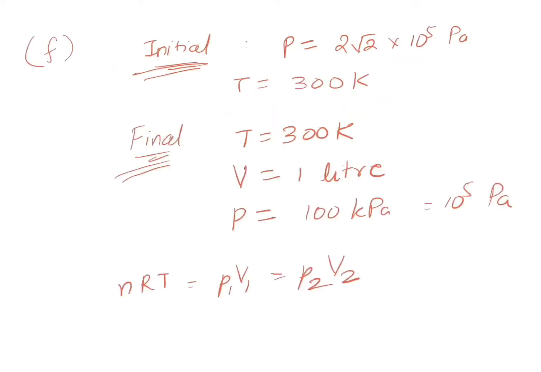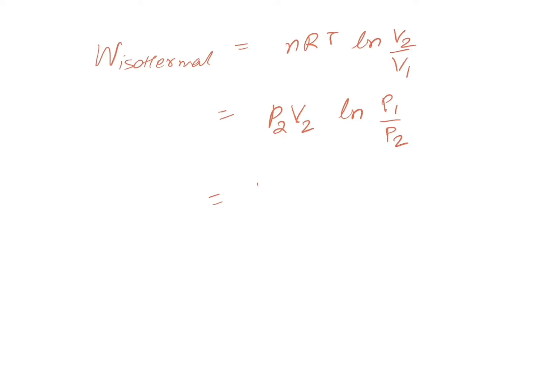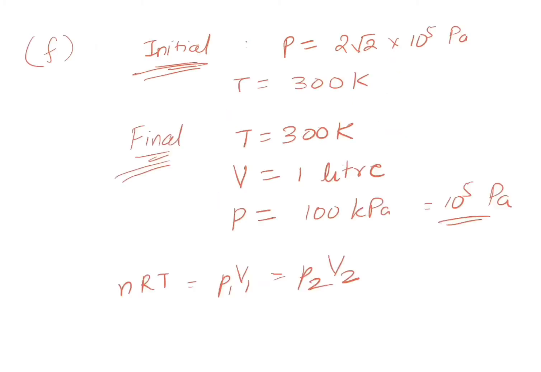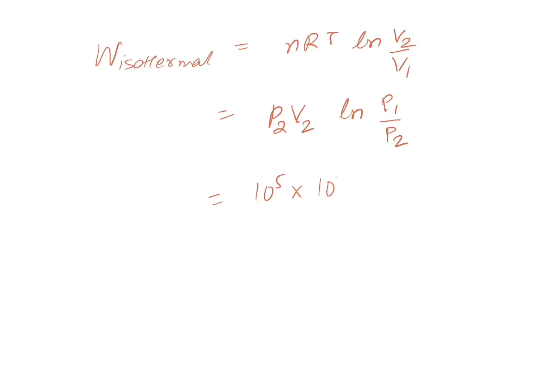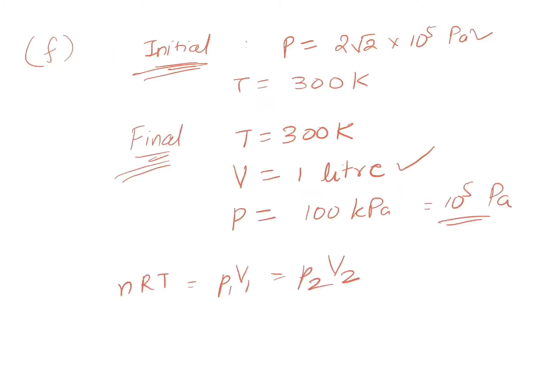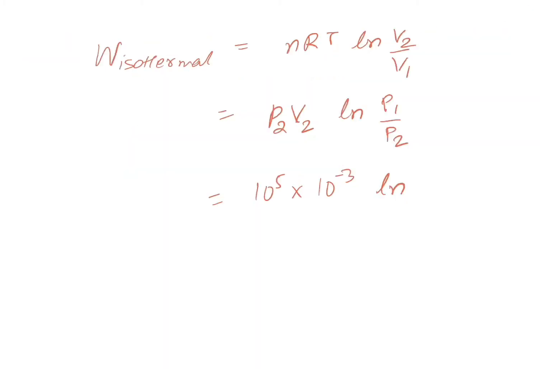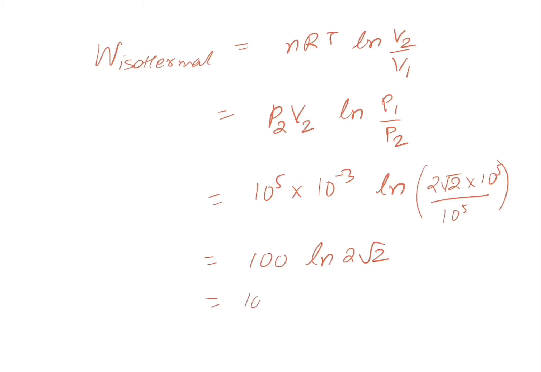Now we just need to put the values. So P2V2, P2 is 10 power 5 Pascal. So 10 power 5 into V2 is 1 liter, so 10 power minus 3 meter cube, into natural logarithm of P1 by P2. So P1 means this value, 2 root 2 into 10 power 5, divided by P2, sorry, this pressure, 10 power 5. So what do we get? 100 into natural logarithm of 2 root 2. So this is equal to 100 into 1.04. So that is 104 joules.